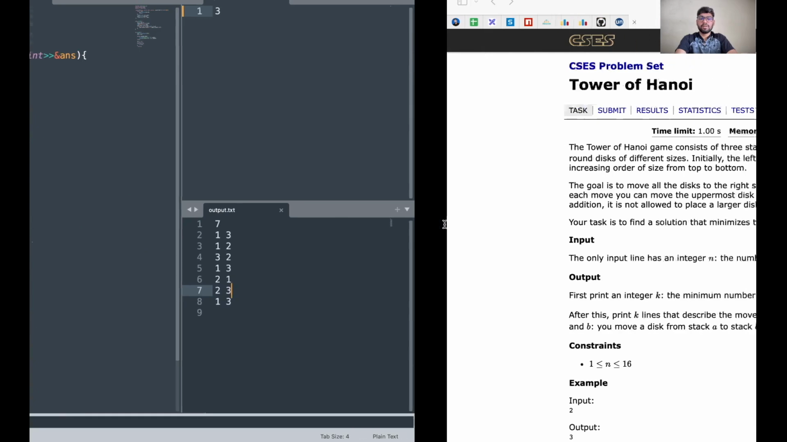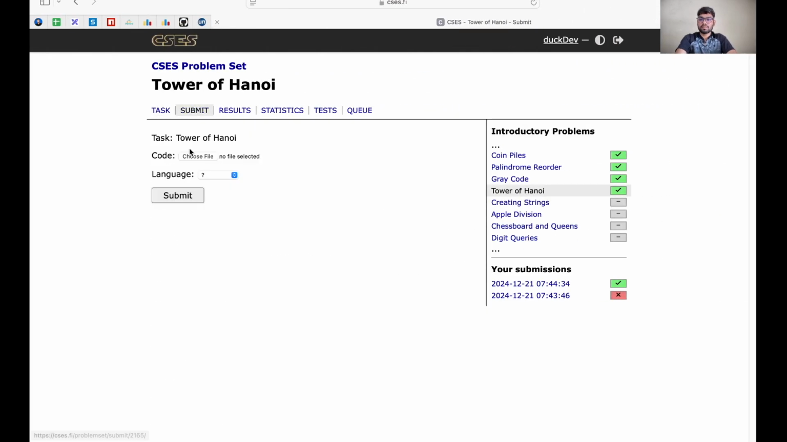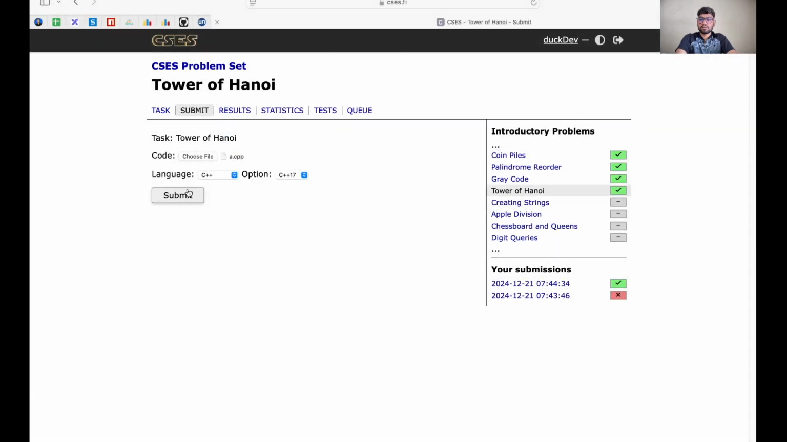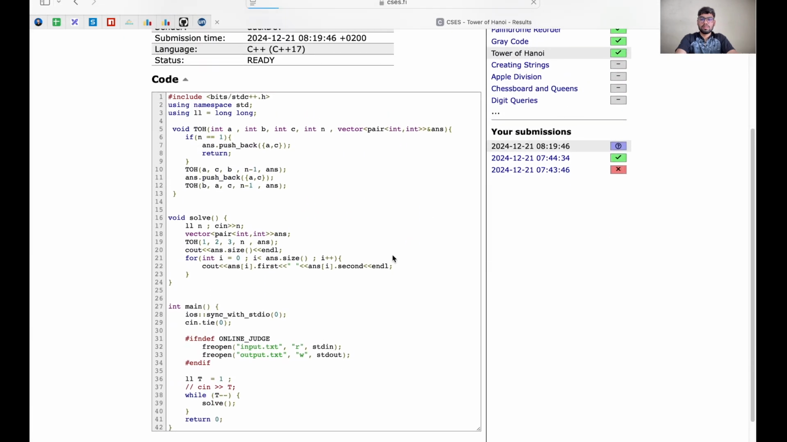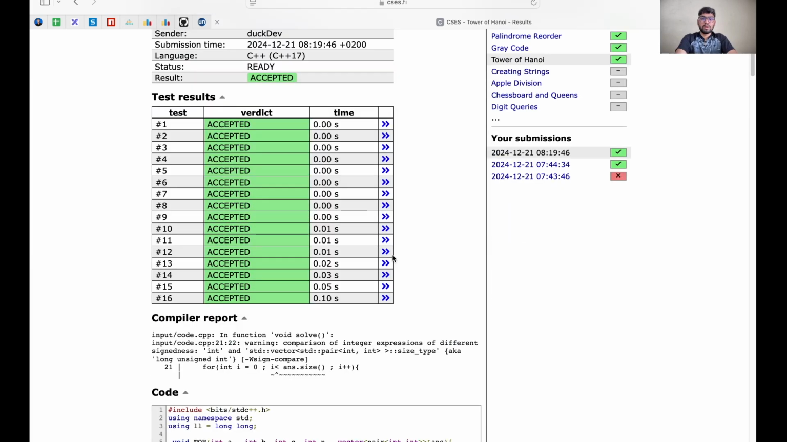Let's try to submit this code and let's see if it is accepted or not. Okay, and now it is accepted.